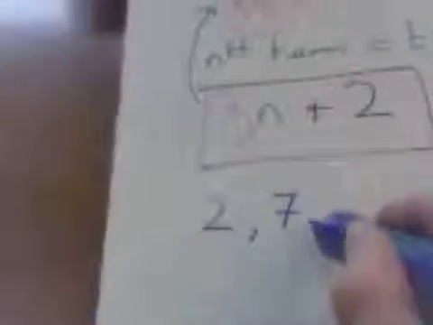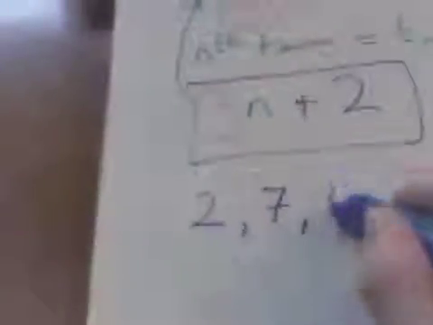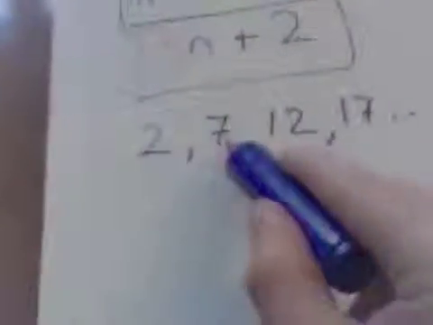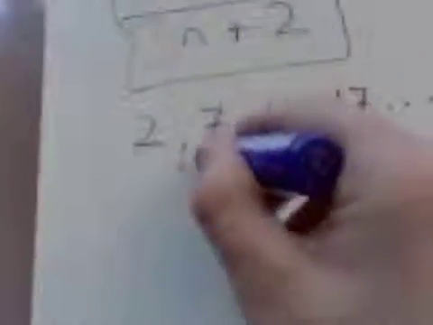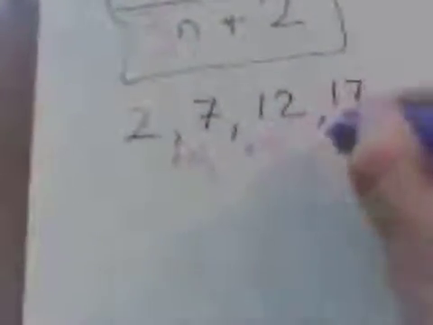I'll do a second one for you to look at. 2, 7, 12, 17, etc. First of all, what's it going up in? Well, from 2 to 7 and from 7 to 12 is both plus 5.